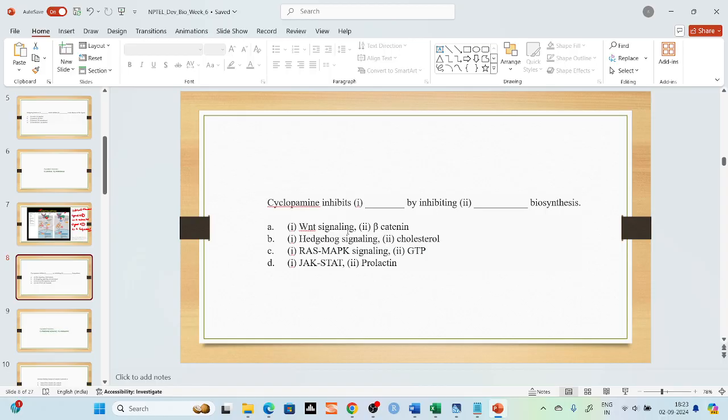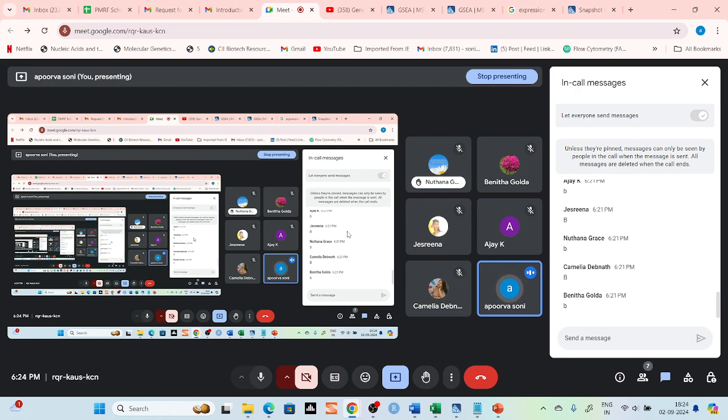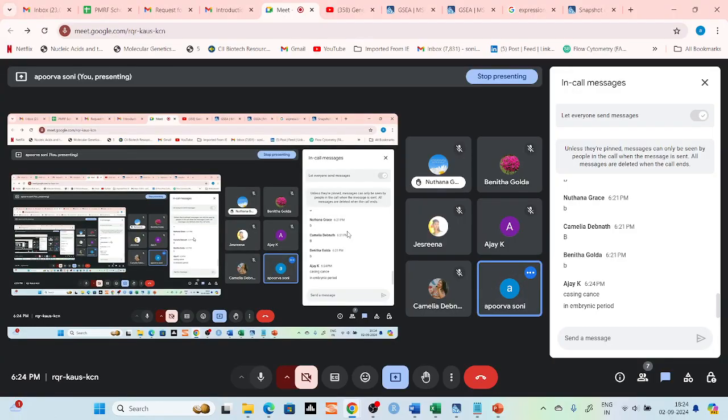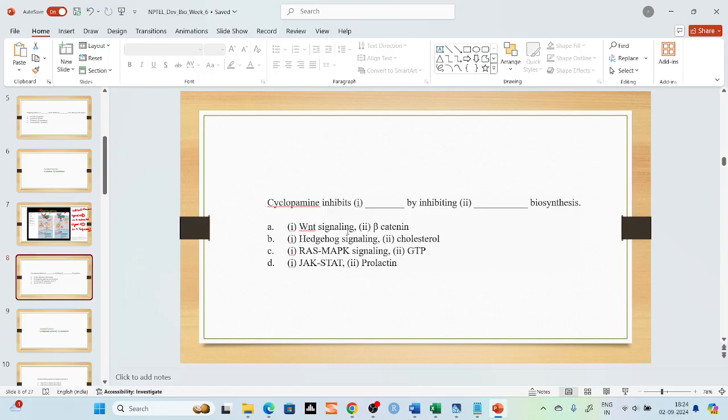So basically, cyclopamine is a teratogenic steroidal alkaloid. Now, what is the meaning of teratogenic? Can anybody tell me the meaning of teratogenic? Anybody who knows the meaning of teratogen or teratogenic? Causing cancer. What are teratogens? It causes deformations. So basically, the meaning of teratogens is that they cause some kinds of malformations or deformations.